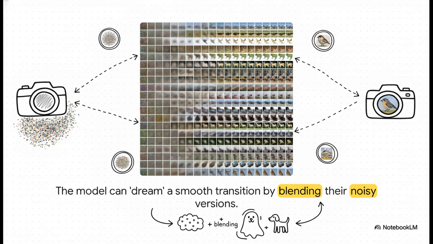Check this out. It can create the super smooth blend between two totally different pictures. How? It basically takes both images, turns them both into noisy static, and then kind of averages them together in that staticky form before it starts the cleanup process. The result is this seamless morph.